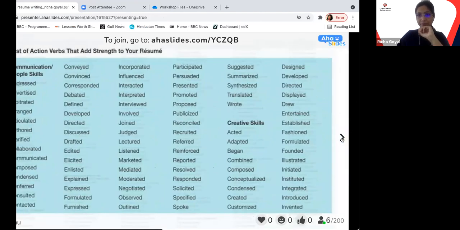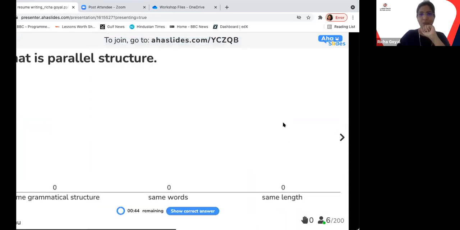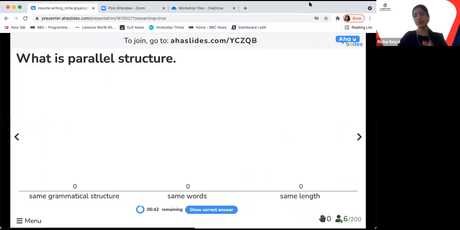Okay. There's more here. So you have verbs for data and financial skills, for management skills, helping skills, teaching skills, if you're interested, research skills and technical skills. These are the strong verbs you can use in the experience section. All right. Now, what is parallel structure? I told you that on that bulleted list, you also have to use parallel structure. What exactly is parallel structure?